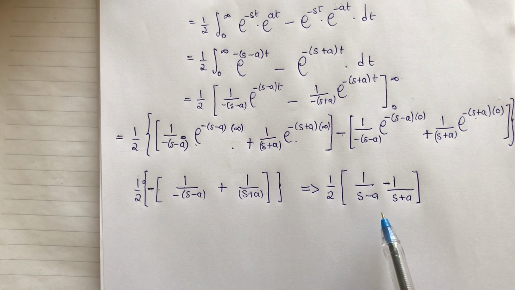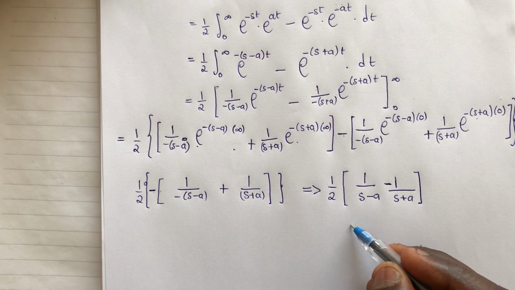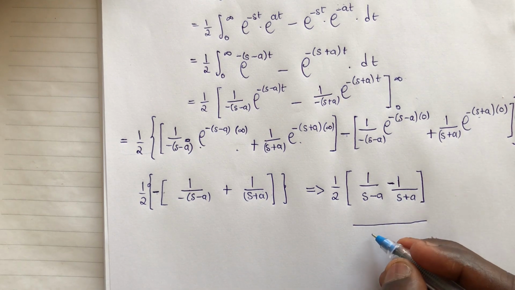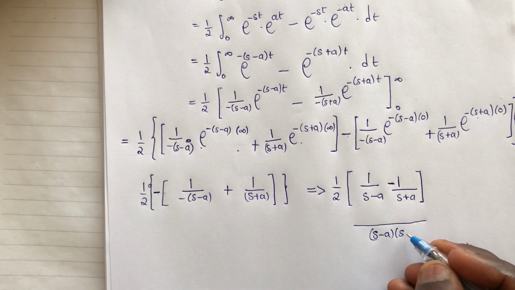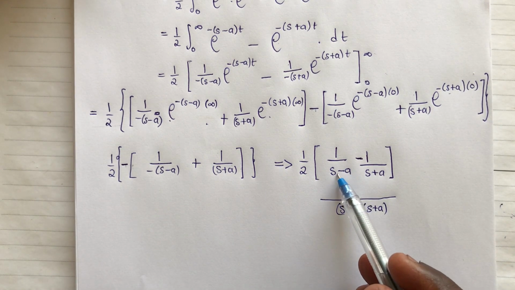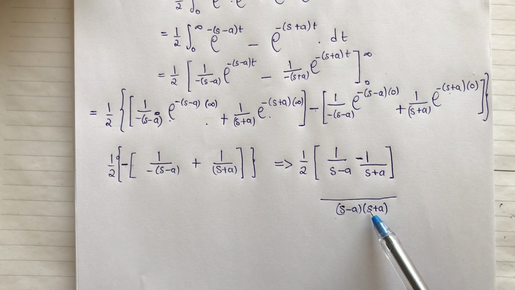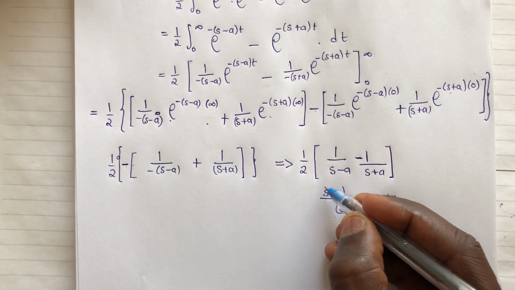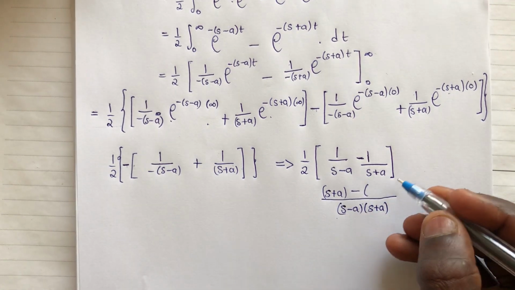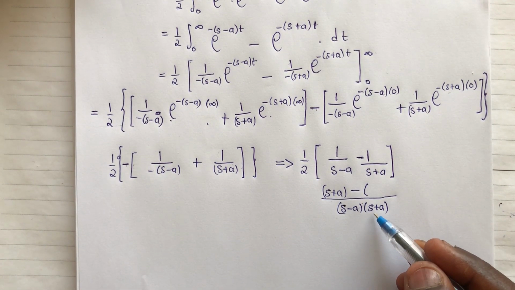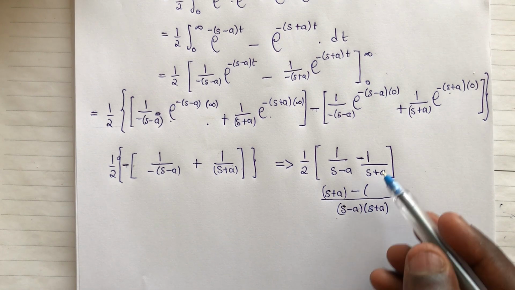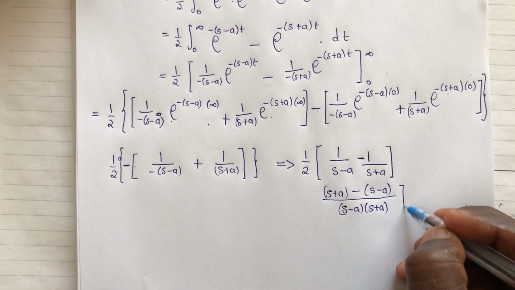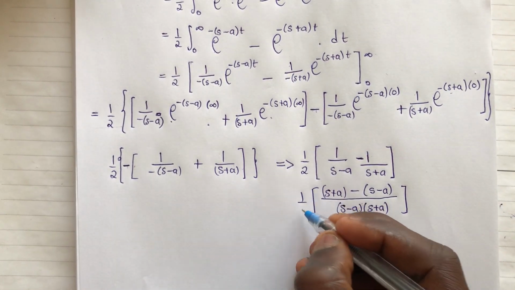Your next step is to take LCM. So let me take the LCM here. LCM is s minus a times s plus a. So s minus a times s plus a. So now s minus a will cancel this. We are left with s plus a. Multiply it by 1. We have s plus a. Then minus, we have s plus a will cancel s plus a. We are left with s minus a. Multiply it by 1. You have s minus a. Okay, so you can close this and bring your 1 over 2.